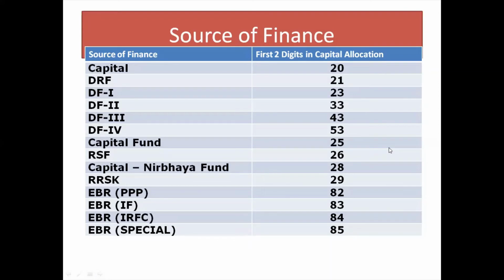RSF means Railway Safety Fund, Capital, Nirbhaya Fund. RRSK means Rashtriya Rail Sanrakshak Kosh. EPR stands for extra budgetary resources. PPP means public-private partnership. IF stands for institutional finance, that is a loan given by LIC and other organizations. IRFC stands for Indian Railway Finance Corporation. And EBR special is now not required, that is special.